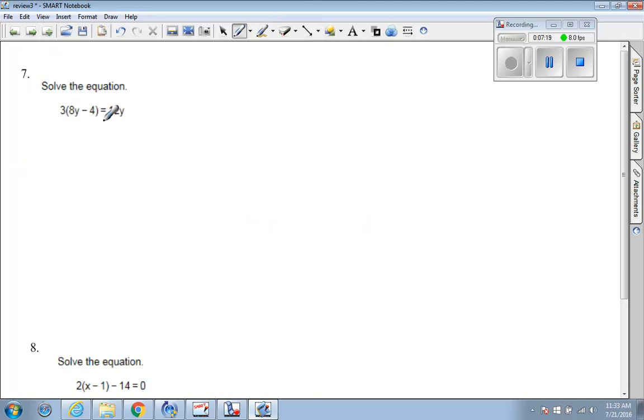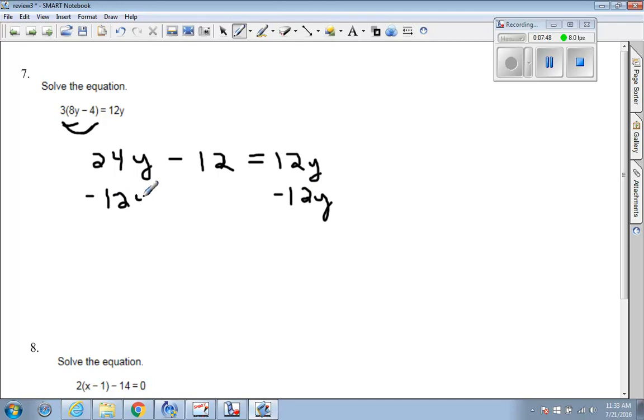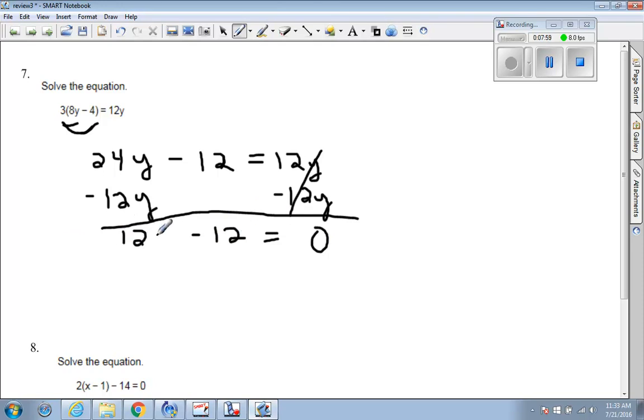Solve this equation. We apply distributive property. So we will have 24y minus 12 equals 12y. And we've talked about this before, letters on the left, numbers on the right. So I want to get all my variables to the left side of the equation. So I'm going to subtract off 12y. Whatever I do to one side of the equation, I have to do to the other. Then I'm forcing myself to record every little piece. 24 minus 12 is 12, so I have 12y.